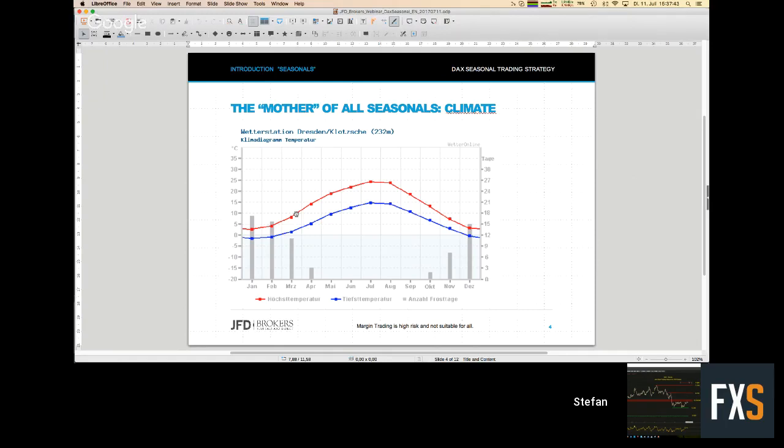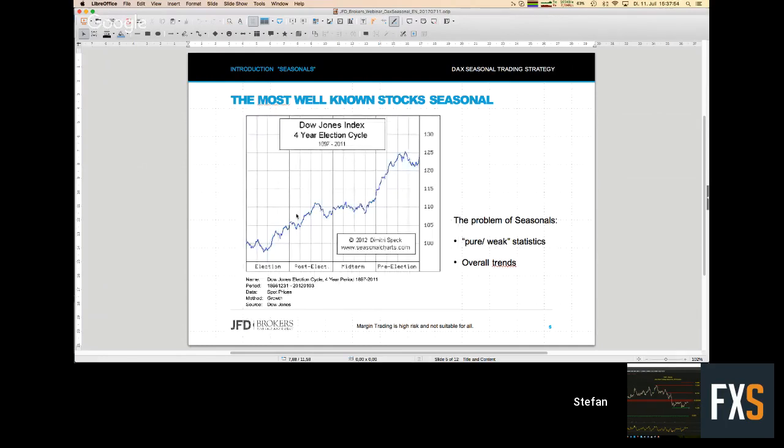But the good thing is that we can find other seasonals for trading underlyings as well. Just an example: the most well-known stock seasonal you can find on websites, in the literature, wherever, is called the Dow Jones election cycle. What does it mean? You know that every 4 years we have elections in the United States, and then we divide those 4 years into the election year, the post-election year, midterm, and the pre-election year. And what you can see here is simply the normalized average behavior of the Dow Jones for the last 100 years.